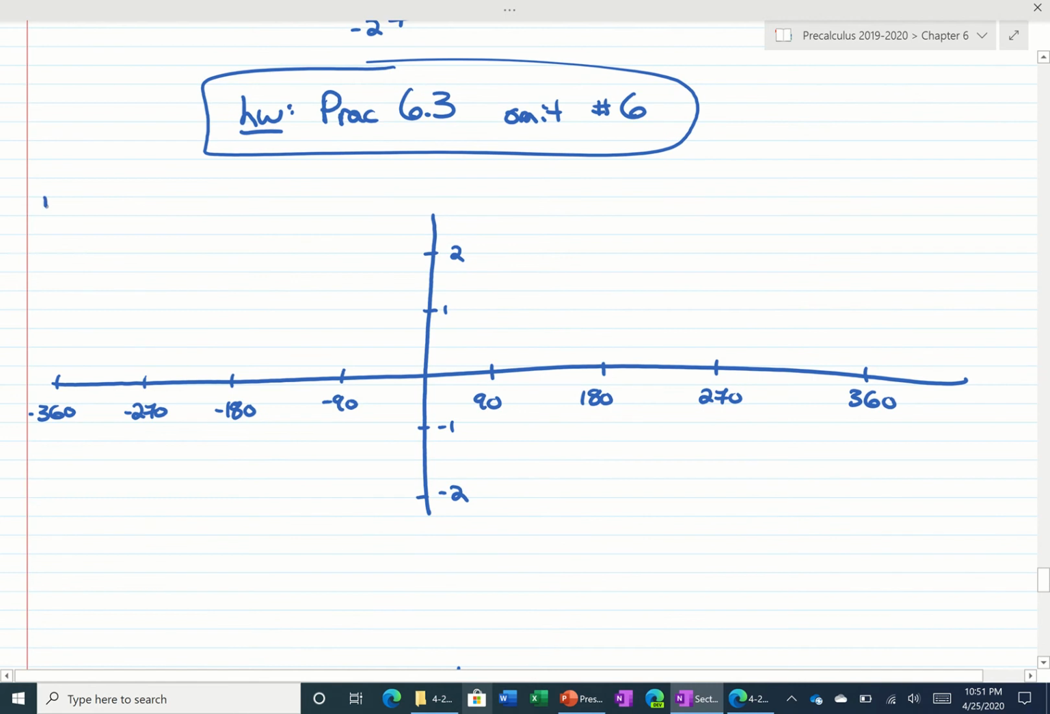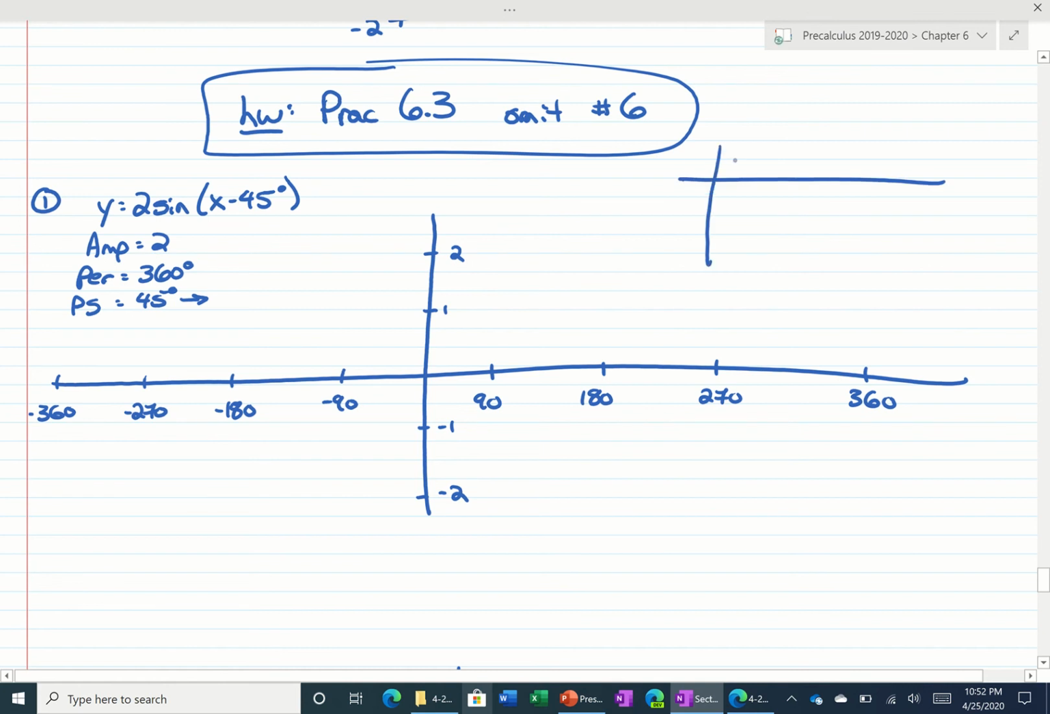So number 1, the problem said y is equal to 2 sine of x minus 45. So the amplitude is going to be 2. Period is going to be the normal divided by 1. And the phase shift is going to be 45 degrees to the right. So I'll make a table, or I'll just type this into my calculator.